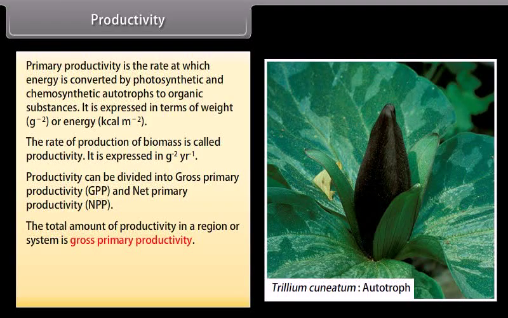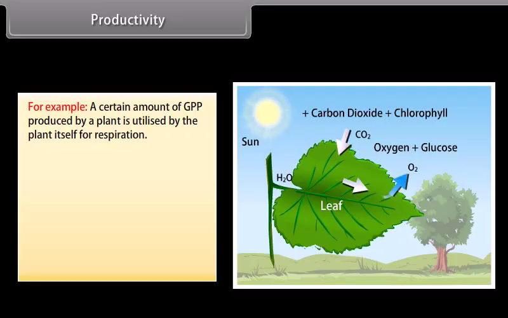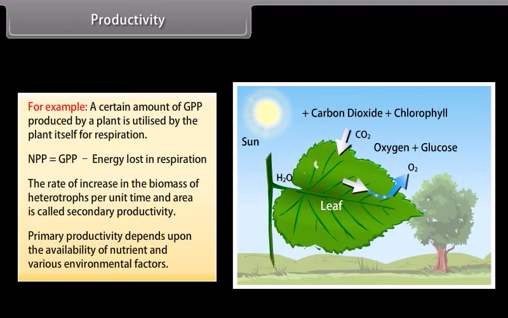The total amount of productivity in a region or system is gross primary productivity. A certain amount of organic material is used to sustain the life of producers and the remaining amount is net primary productivity (NPP). For example, a certain amount of GPP produced by a plant is utilized by the plant itself for respiration. NPP is equal to GPP minus energy lost in respiration. The rate of increase in the biomass of heterotrophs per unit time and area is called secondary productivity. Primary productivity depends upon the availability of nutrient and various environmental factors.